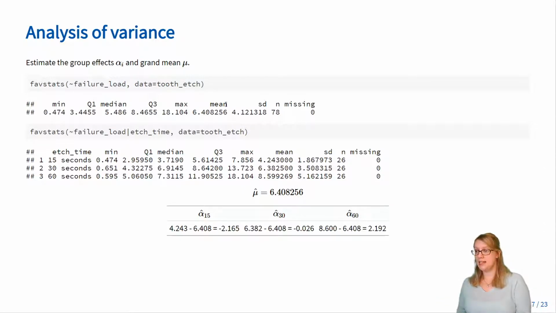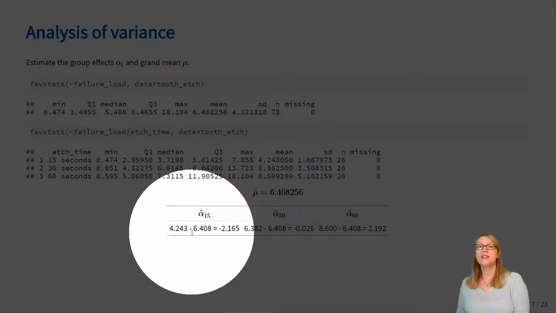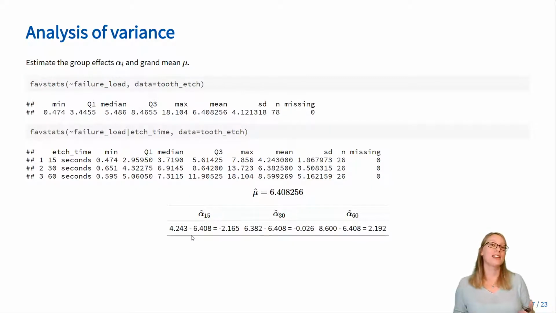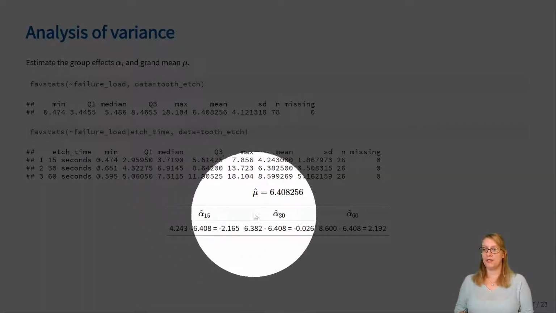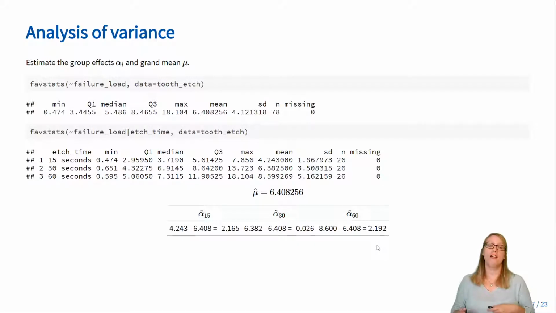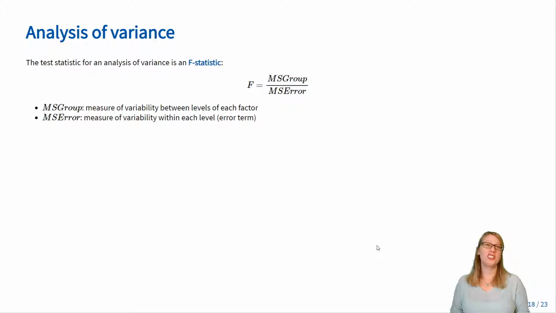So for the 15-second group, we'll take the mean of that, 4.24, and subtract the population mean 6.408. We get a negative effect, negative 2.16. So the 15-second group has a lower than average etching time. The 30-second group has a group effect of negative 0.026. The 60-second group has a group effect of positive 2.192. Now, if you add these group effects together, you should get 0. The group effects will average out.